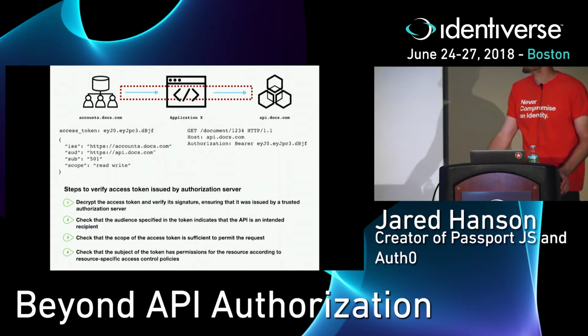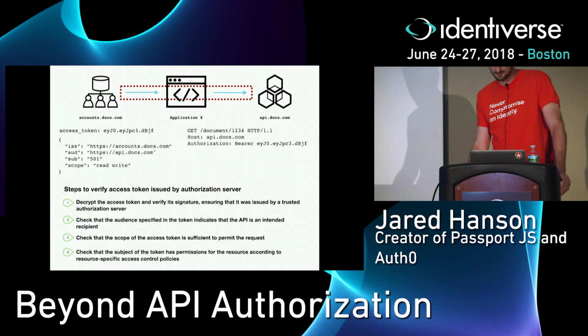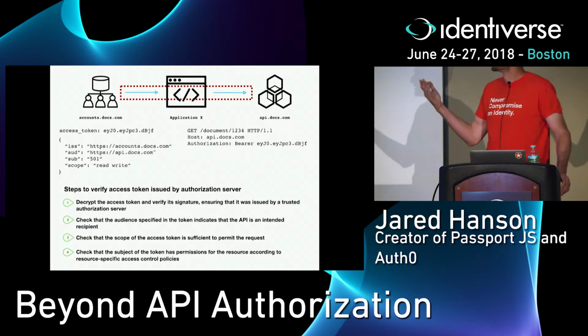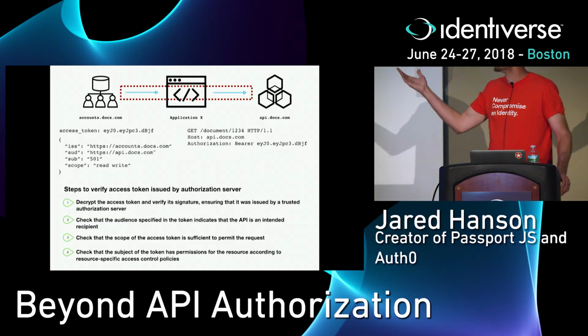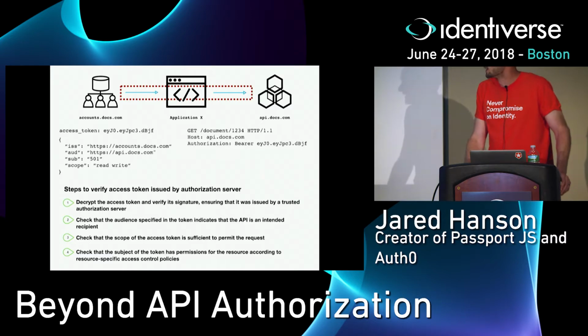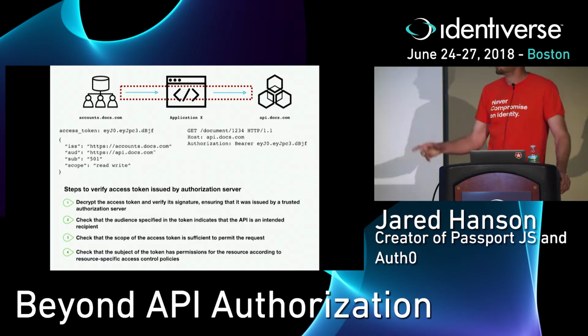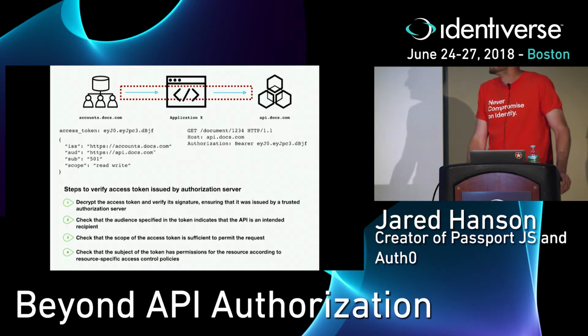The access token is just a string that the client relays over to the API. In this case, I'm using JSON Web Tokens for illustrative purposes, but it can really be anything that the resource server understands. Once the application has this access token, it makes a typical API request, in this case to get a document, and it carries the access token in the authorization header of the HTTP request.